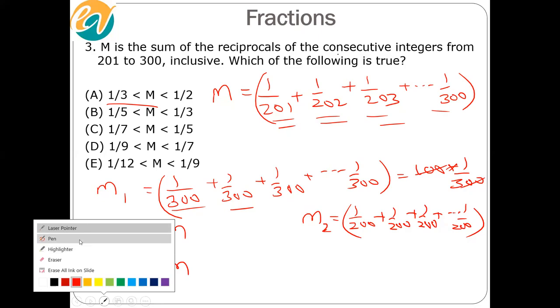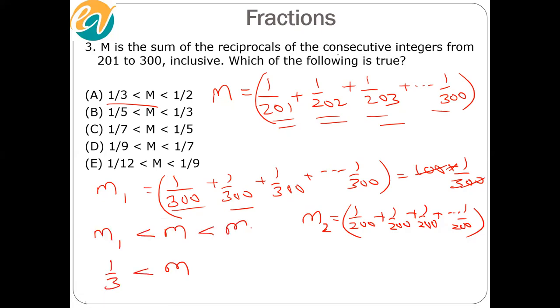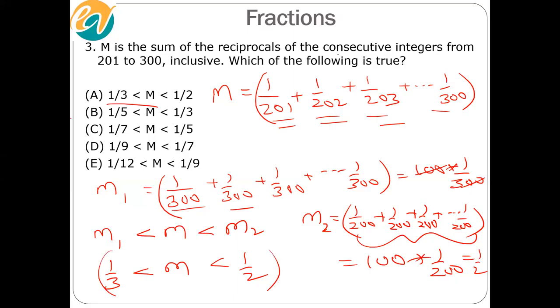So let me write it down. M is smaller than M2. And what is M2, by the way? 100 occurrences of 1 by 200, which is how much? Half, right? Since M2 is half, this is what we come up with. 1 by 3 is lesser than M is lesser than half, and hence alpha is the right answer.